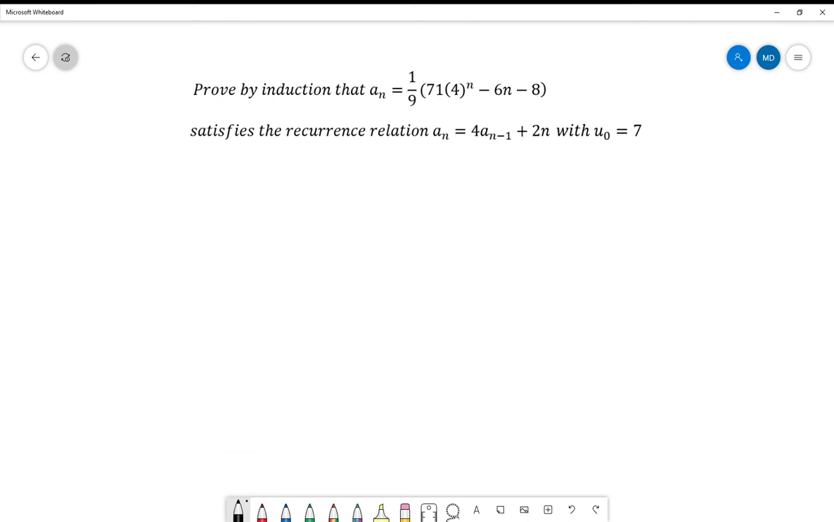Hello, I am the moronic Mr. Daycock, and today I am going to be teaching you how to prove that closed forms satisfy a recurrence relation by induction.